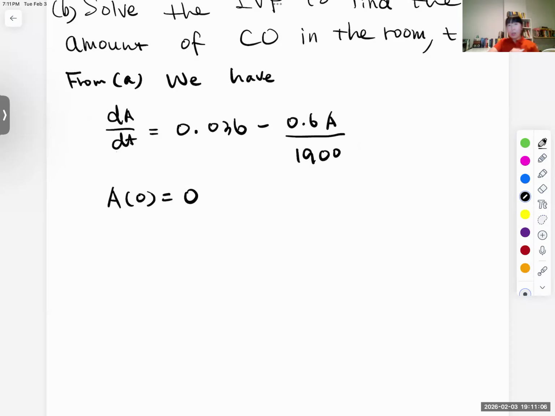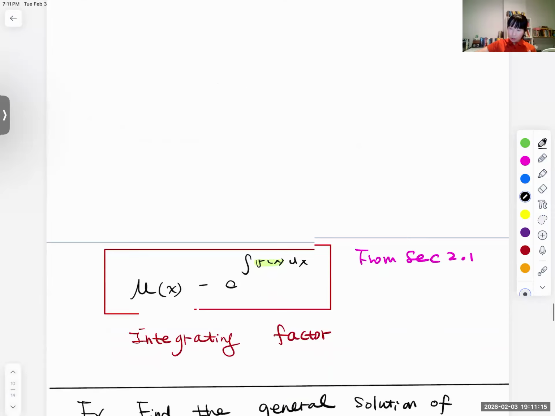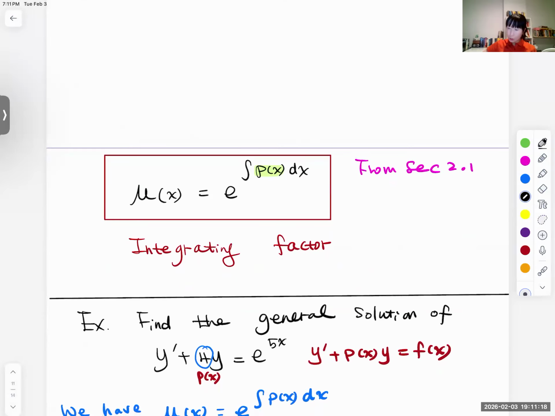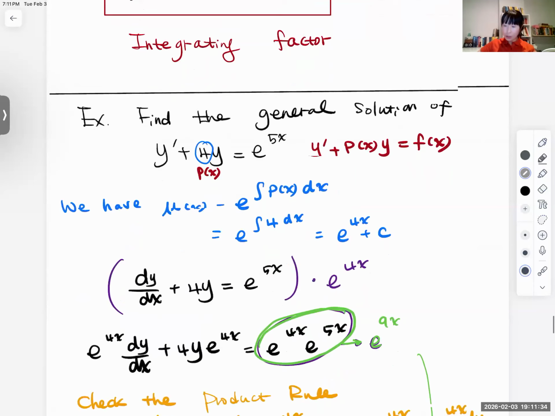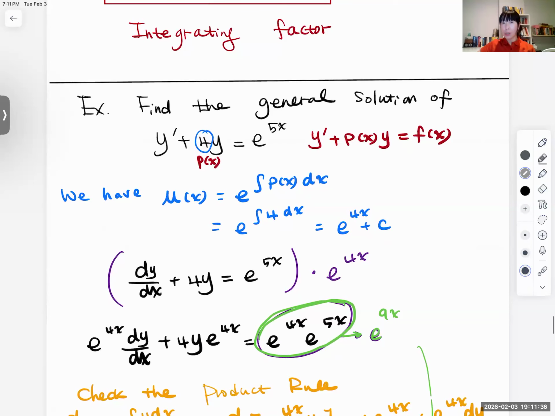All right. Let's take a look at the previous one. Integrating factor, right? It's been a while. So let's take a look. From section 2.1, we have the integrating factor. I derived the formula, right? In 2.1, last page. And then we did one question from there, right? So find the general solution of that differential equation, right?